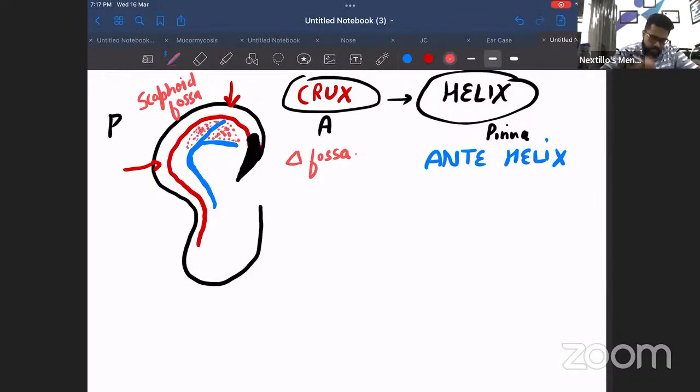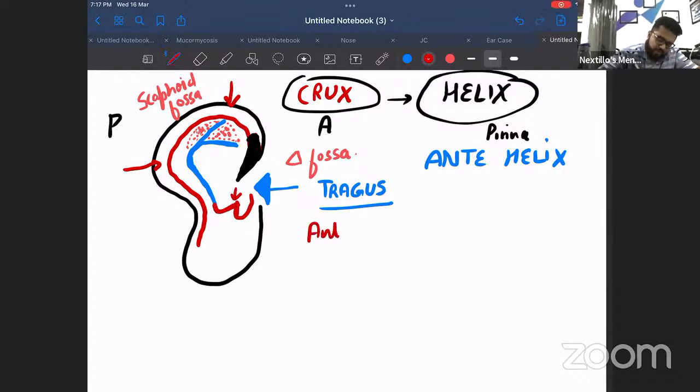Okay. Now, just opposite this lies a structure over here, a cartilaginous projection. I think everybody can feel this in their ear. This is called the tragus. Now, similar to what we have for helix, we have the antihelix. Similarly for the tragus, there is a projection just opposite the tragus which continues with the antihelix. This projection over here is called the antitragus.